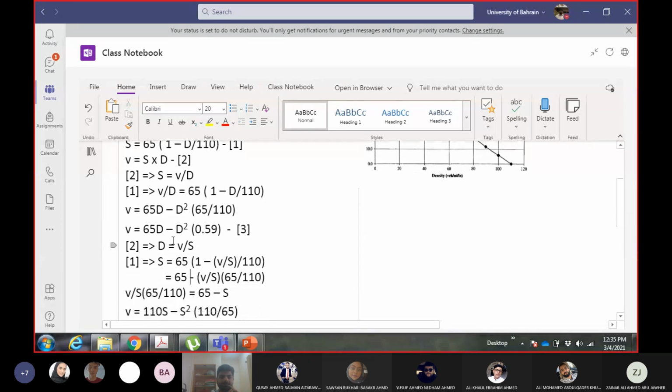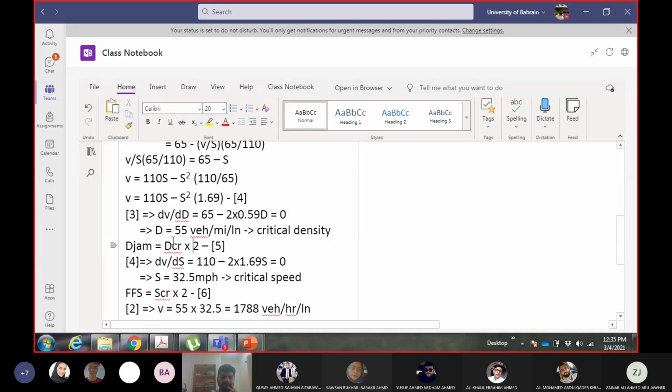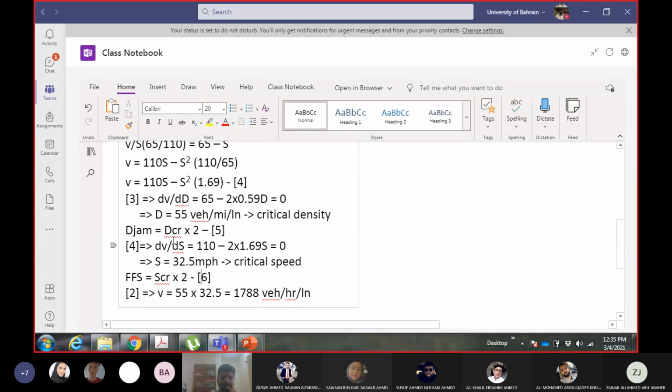Okay, similarly we have equation 5 and equation 6, between jam density and critical density and free flow speed and critical speed. Again, they will also remain the same because 2 is not a coefficient coming from the graph. We derived it and we found it to be 2. Okay, so equation 2, flow equals speed into density, doesn't change. Equation 5, jam density is twice of critical density, doesn't change. Equation 6, free flow speed equals critical speed into 2, doesn't change.